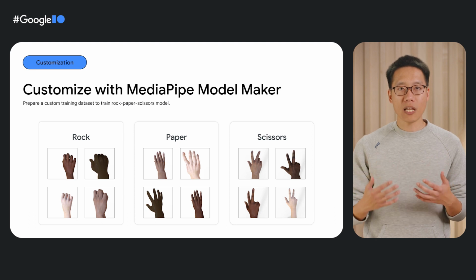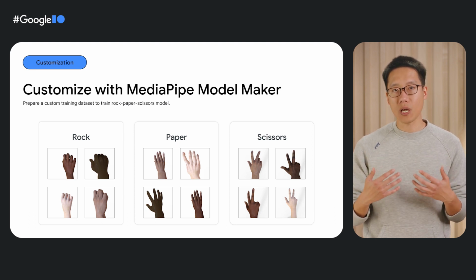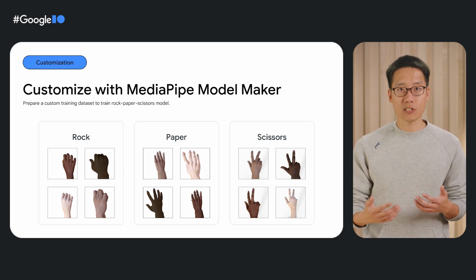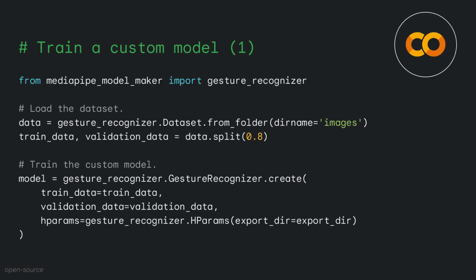Let me show you how to use Model Maker to create a custom hand gesture recognizer that can recognize rock, paper, and scissors gestures. You need to start with collecting a training dataset with hands showing rock, paper, and scissors gestures. Once you have the dataset, you can start using Model Maker to train a custom model to recognize these gestures. Model Maker is a Python library, so you can use Google Colab to train model faster using Colab's free GPUs.